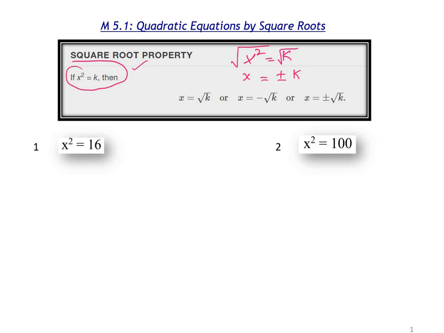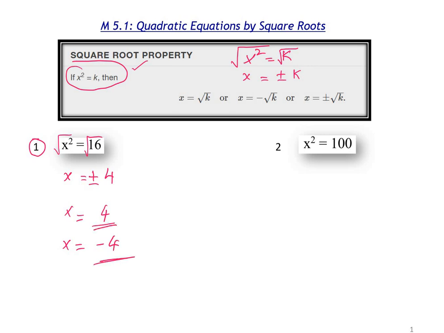Okay. Now let us discuss that with the help of examples. Suppose we have the first one, x square is equal to 16. Take the square root on both sides. So square root of x square is x, and we know the square root of 16 is plus or minus 4. So that is the solution. That means x is equal to plus 4 or x is equal to negative 4. So that will satisfy the given equation.